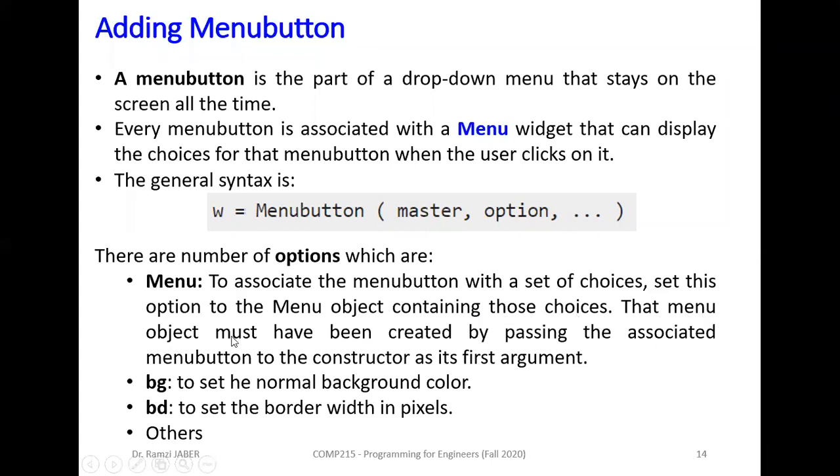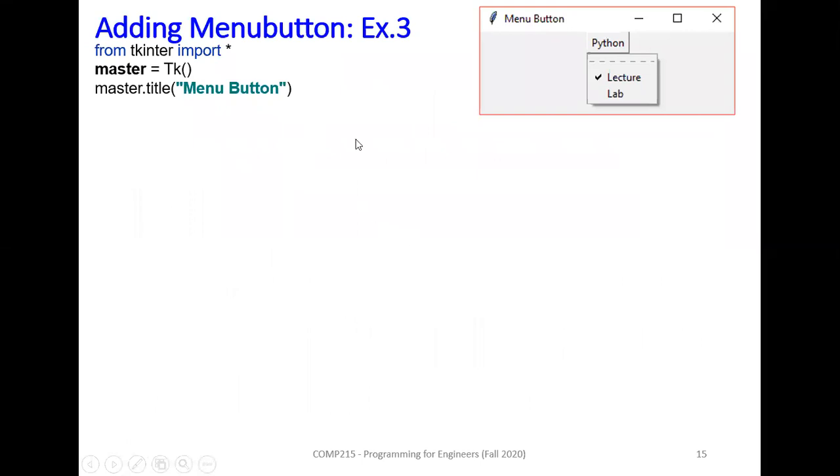That menu object must have been created by passing the associated menu button to the constructor as its first argument. This is a very important paragraph. We'll see it in the code. In this example three, we want to create a menu button called Python that has edges, and inside it a submenu of the menu button.